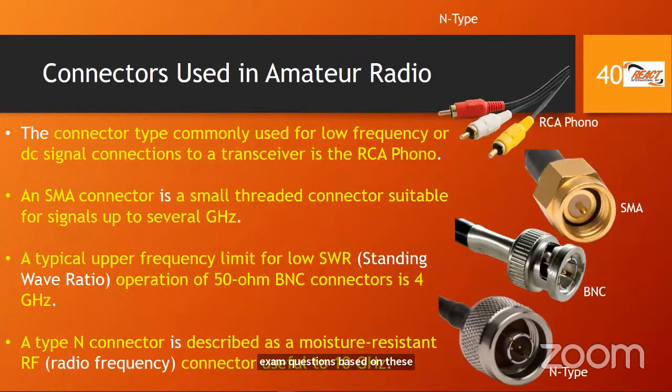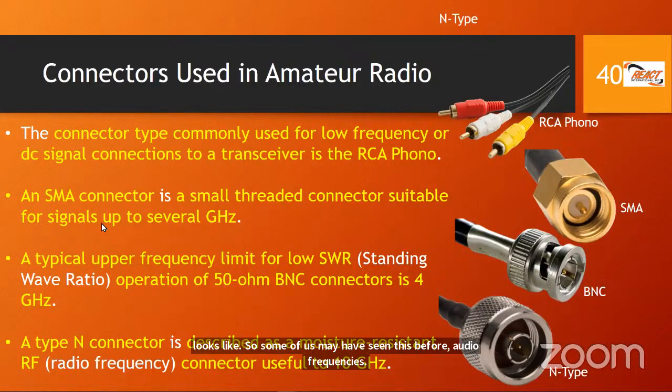Here we go. So again, what's in yellow is taken directly from the exam question pool. So the connector type commonly used for low frequency or DC signal connections, read that as audio signals, to a transceiver is the RCA phono, and this is what it looks like. So several of us may have seen this before, right? Audio frequencies. Sometimes it's used for video as well, right? So the RCA phono jack.